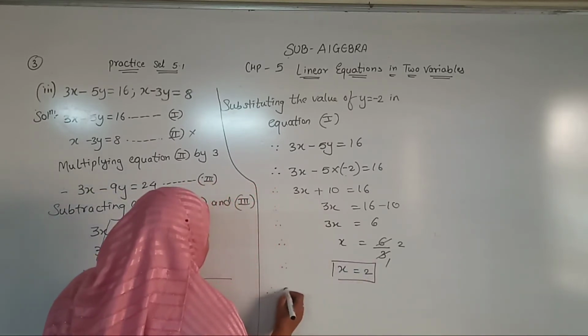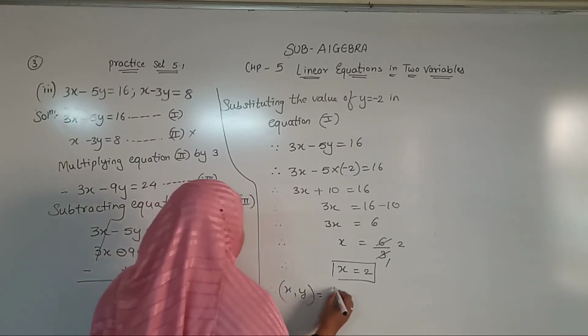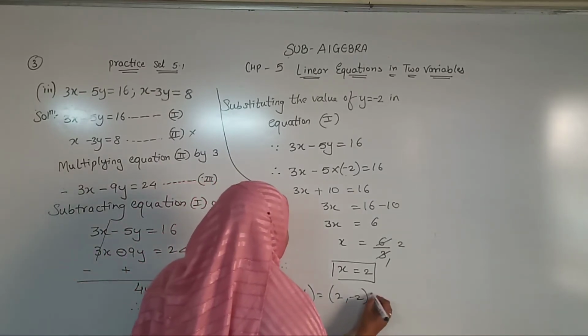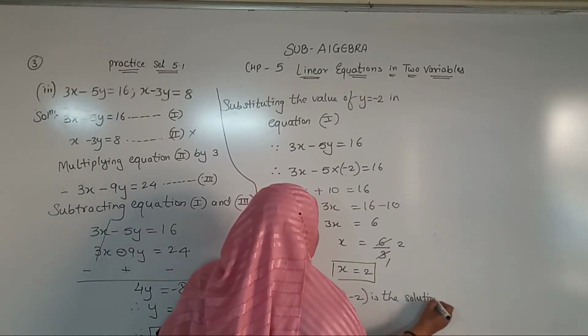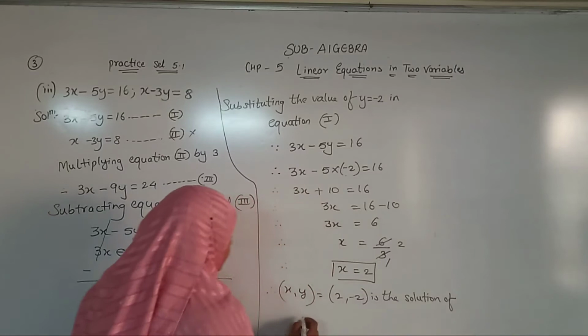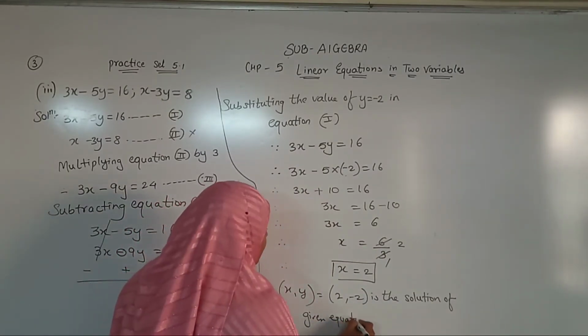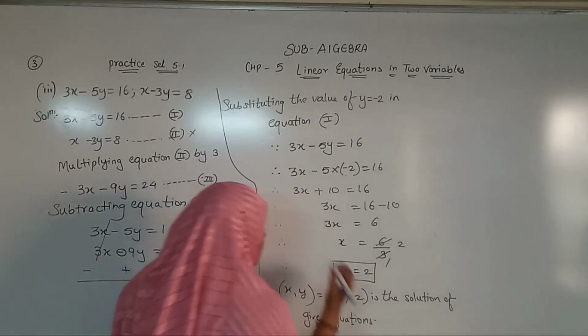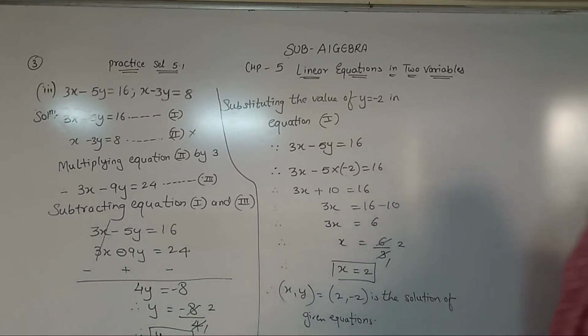Now I should write the x value first, then the y value. So x equals 2 and y equals minus 2 is the solution of the given equation. Okay students? Come on, write down fast so I will go for the next question.